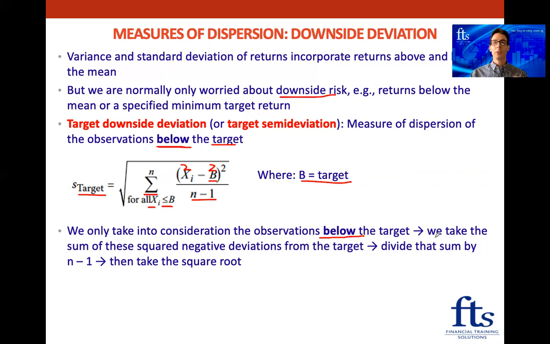So then, as I was saying, we take the sum of these squared negative deviations. The deviations will be negative because they're below the target, so we're going to square them. Once we've squared all of them and added them all up, we're going to divide that sum by, again, our number of observations less 1. And once we've done all of that, we take the square root. So it sounds a lot worse than it is, and it's very similar to what we've just been through.